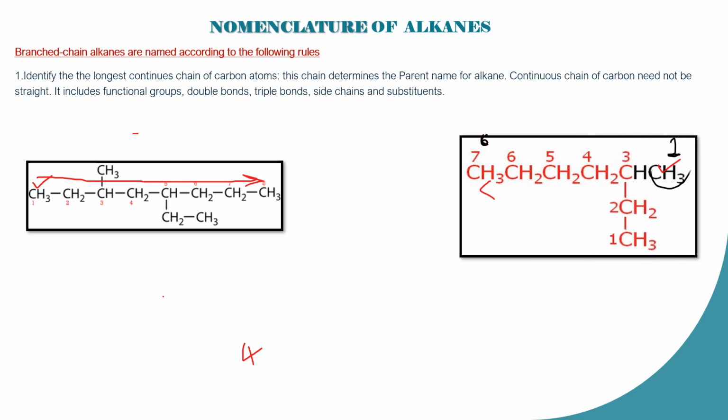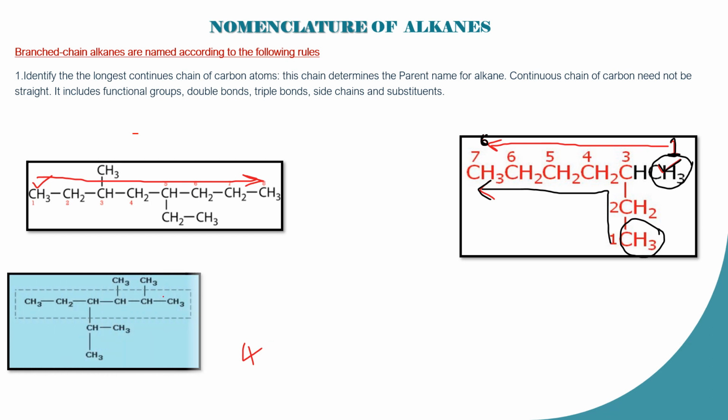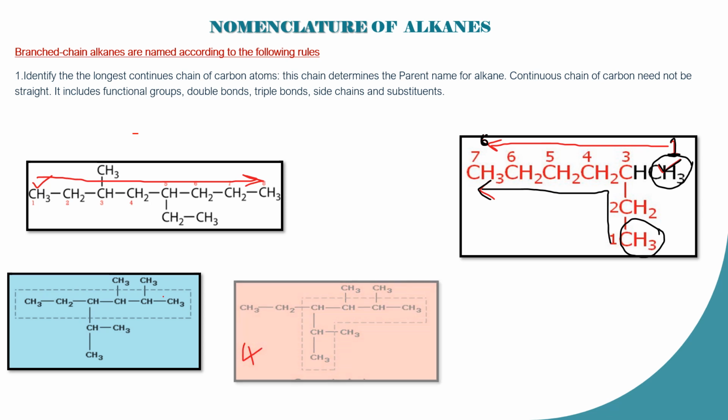And see the next one. If we take this one as the number 1 carbon atom, 1, 2, 3, 4, 5, 6. So the total number of carbon atoms is only 6 if you count from here to here. So take this carbon atom as 1. 1, 2, 3, 4, 5, 6, 7. So the total number of carbon atoms is 7. Which one is the biggest chain? 7 is the biggest chain. So the parent chain need not be straight. So this is the longest chain in this structure.